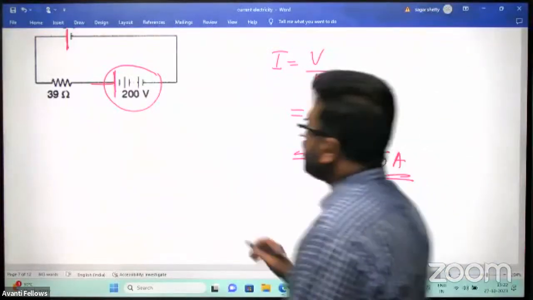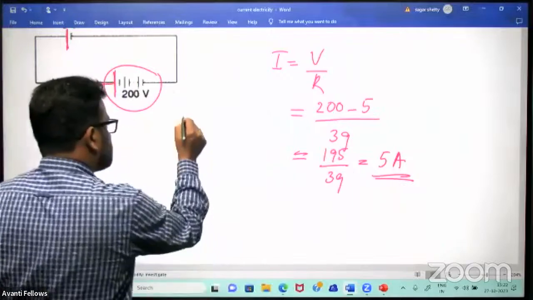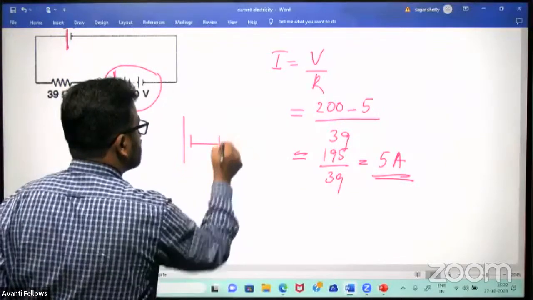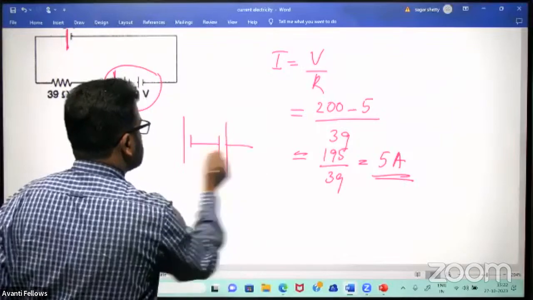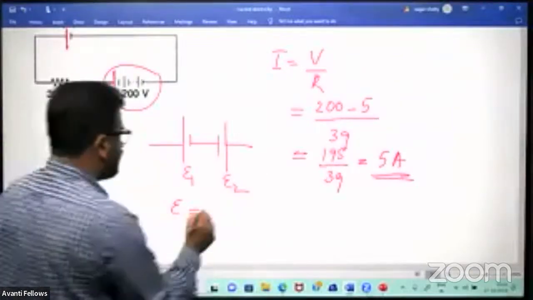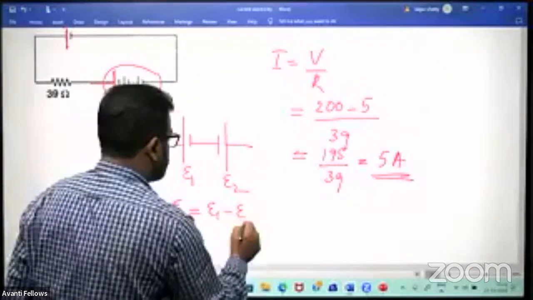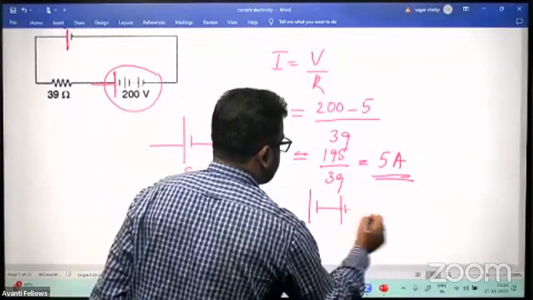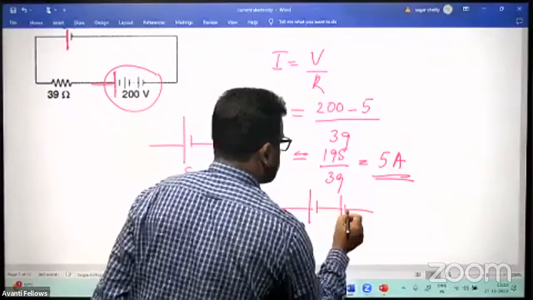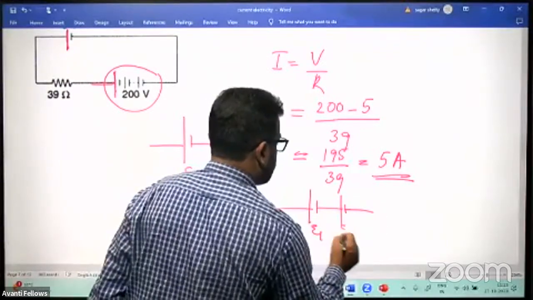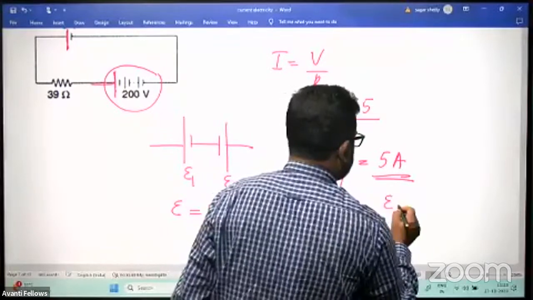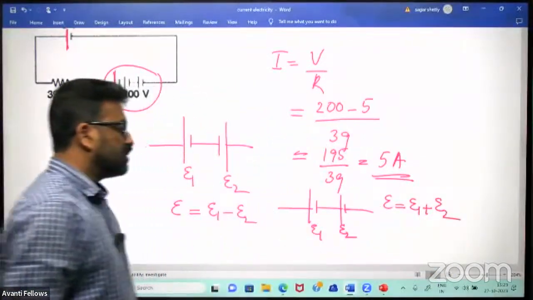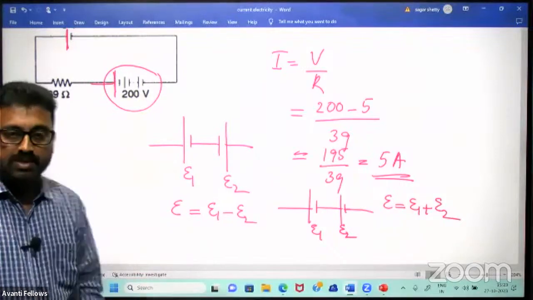So remember one thing, if two cells are connected like this, the effective EMF will always be E1 minus E2. And if two cells are connected like this, negative to positive, like this is E1, this is E2, here the EMF will be E1 plus E2. This always you have to remember.